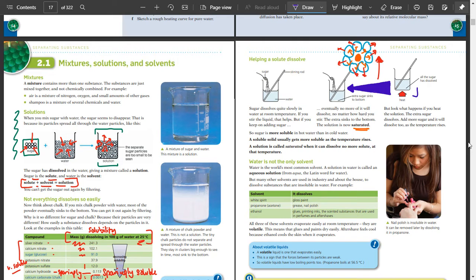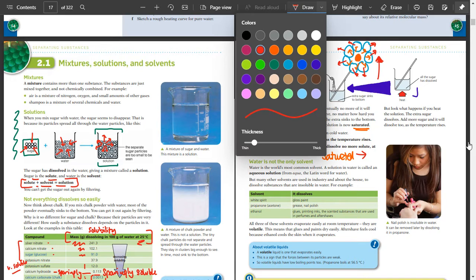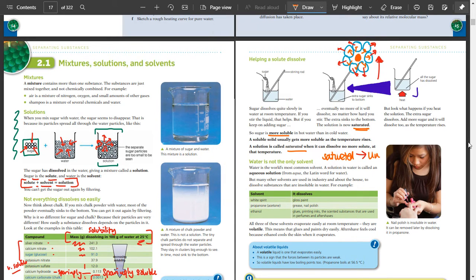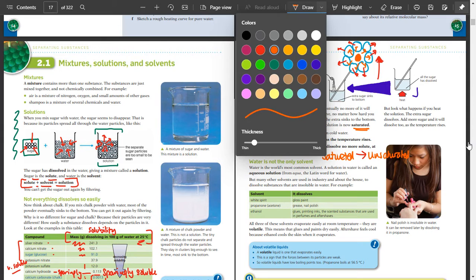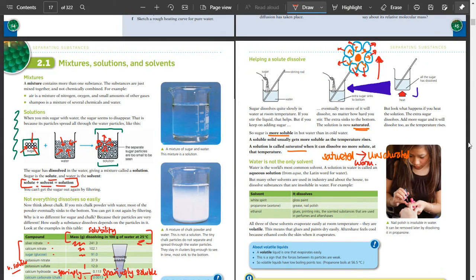So to conclude, things get more soluble when you warm them up. And so when you warm up your solvent, things generally get more soluble. Soluble solids usually get more soluble as the temperature rises, and the solution is called saturated when it can dissolve no more solute at that temperature. So basically, in other terms, you can start off with a saturated solution, and if you were to warm that up, you could get to a stage where you have an unsaturated solution. Okay, so that's warming, let me just put that here just to be clear, and that's a rise in temperature.